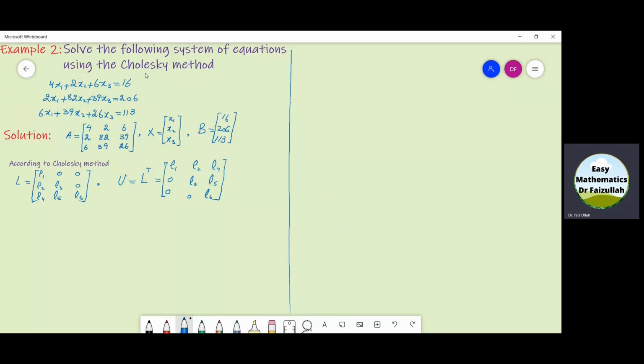In this example, we shall use the Cholesky method to solve this system of equations. In a usual way, we can write A, x, and B, and then according to this method, the lower triangular matrix is given by L, and the upper triangular matrix is the transpose of this L. So the first step is now to write matrix A as a product of L and U. So let us put values.